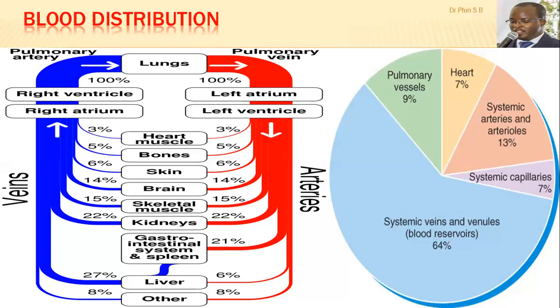So it's receiving about 21% of cardiac output. So this is also very important, because this 21% of cardiac output is going to facilitate absorption of nutrients after digestion in the gastrointestinal tract system. Then this 20%, after it drains the GIT and the spleen, the blood will move to the liver.